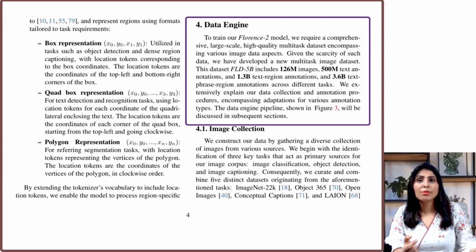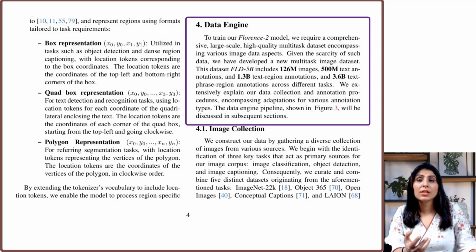Okay, now let's talk about this data engine. Florence-2 is trained on the FLD5B dataset. The FLD5B dataset includes 126 million images, 500 million text annotations, and 1.3 billion annotations linking text to specific image regions. This extensive dataset covers various aspects of image understanding, enabling Florence-2 to learn diverse tasks effectively.